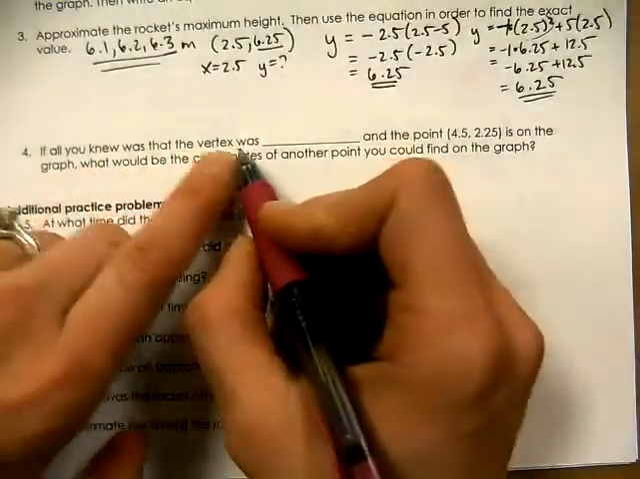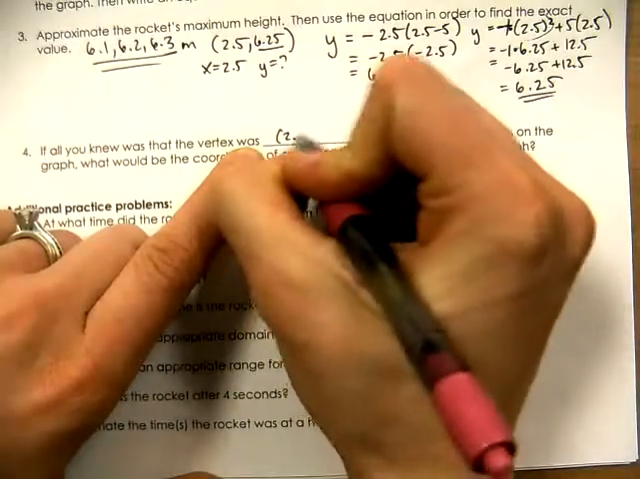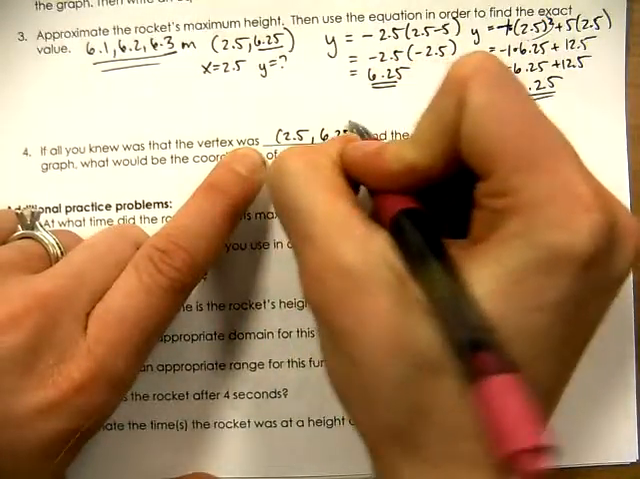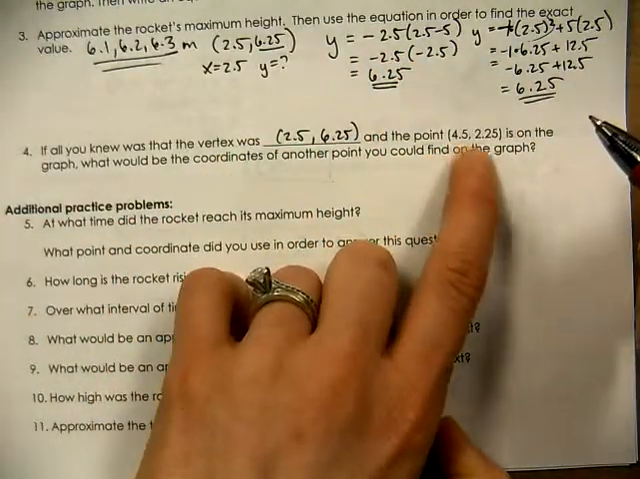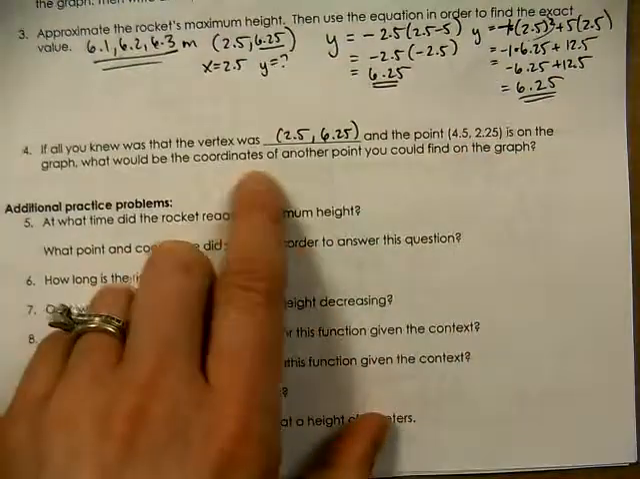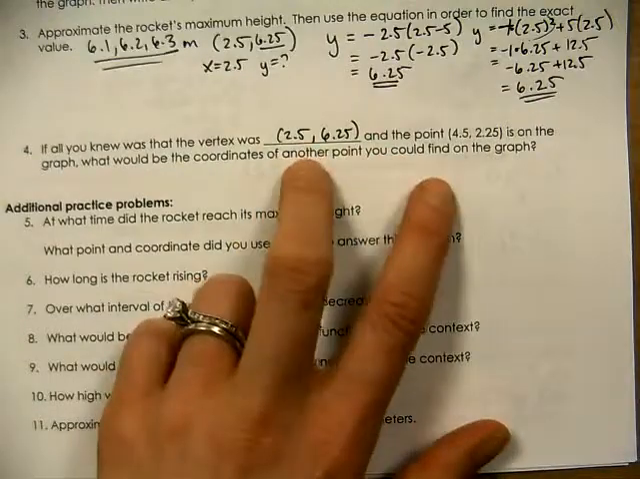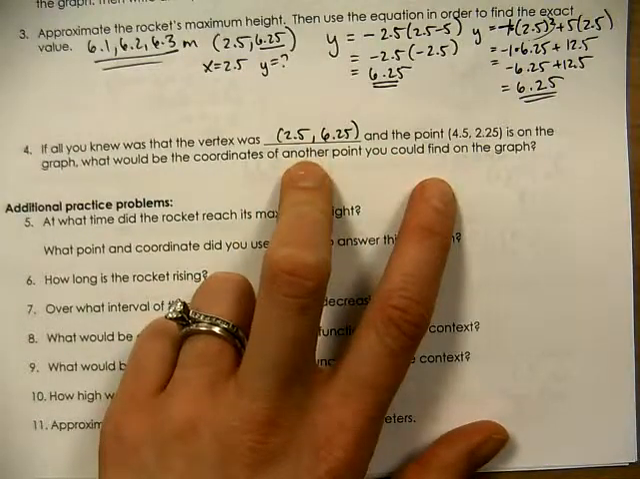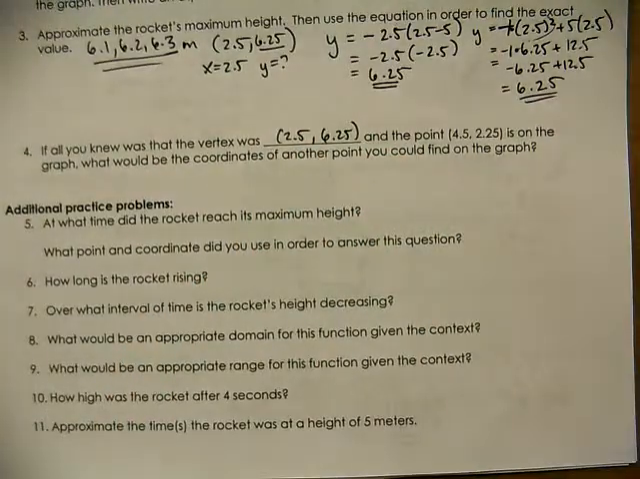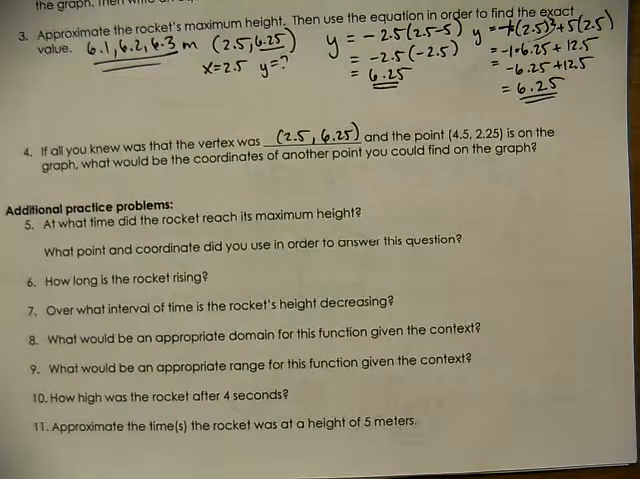So now that we said if all you knew at the vertex was 2.5, comma 6.25, and the point 4.5, comma 2.25 is on the graph, what would be the coordinates of another point you could find on the graph? My recommendation is go plot this point on the graph and see if you could figure out another one. Pause the video right now, try number 4 on your own, and then check your answer with the answer in the video.